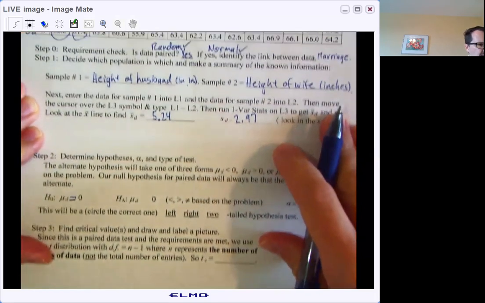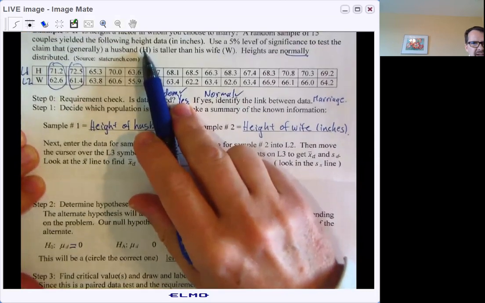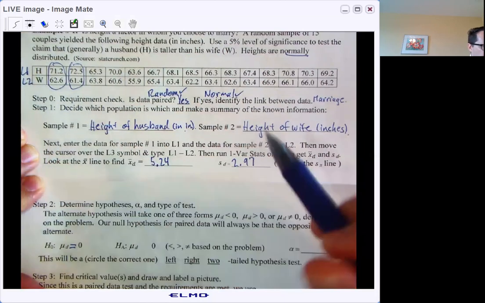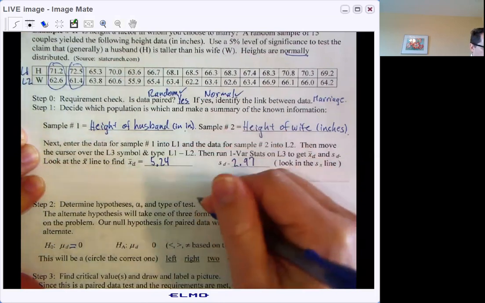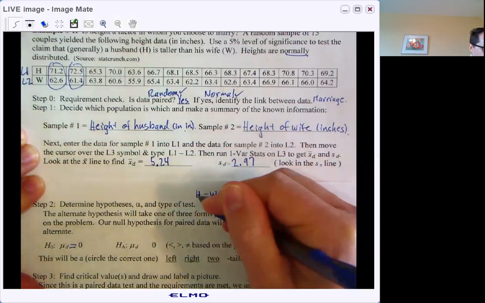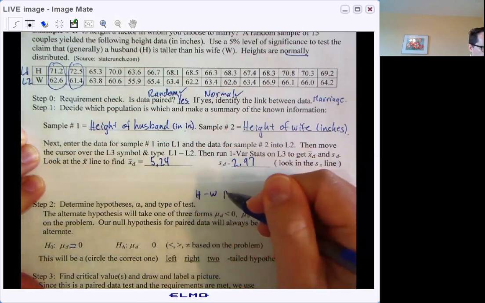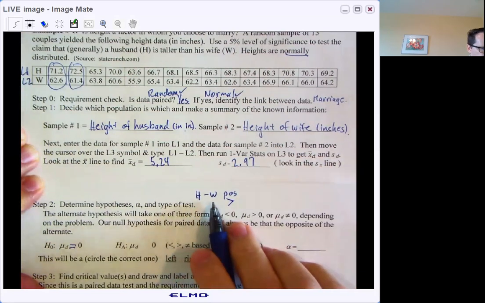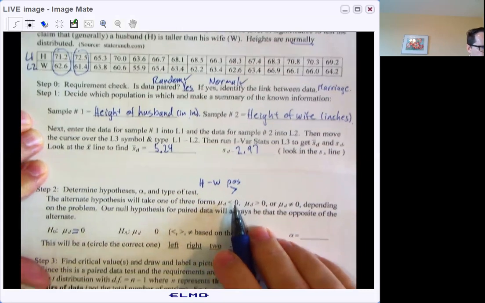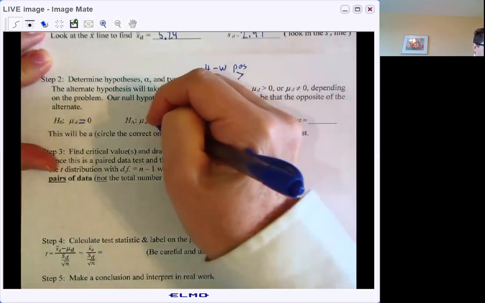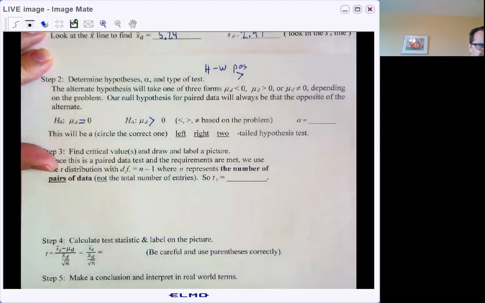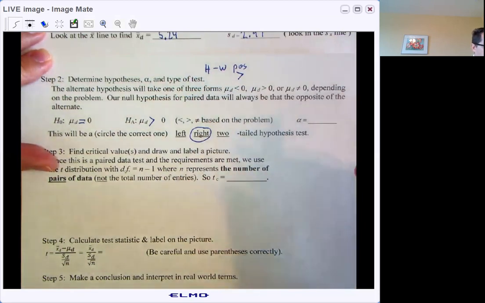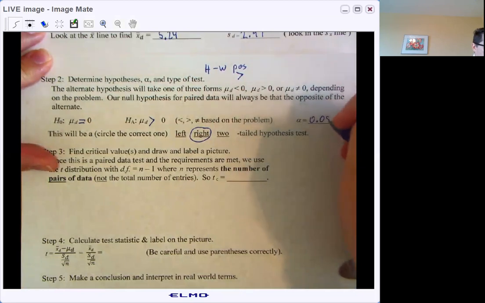Now, remember that our problem asked us to see if the husband was taller than his wife. And since husband was list 1 and wife was list 2, when we did L1 minus L2, the husband minus the wife, if the husband is taller, then this should be a positive number. Therefore, in our case, we're going to test that the average difference is greater than 0. And greater than is to the right on a number line, so this will be a right tail test. And we mentioned that this was going to be a 5% level of significance.